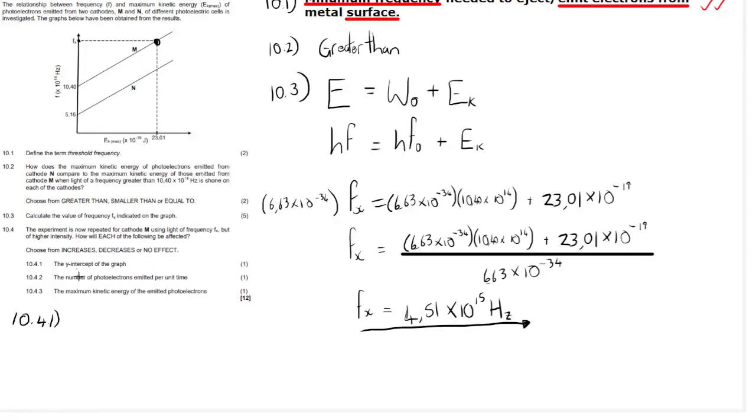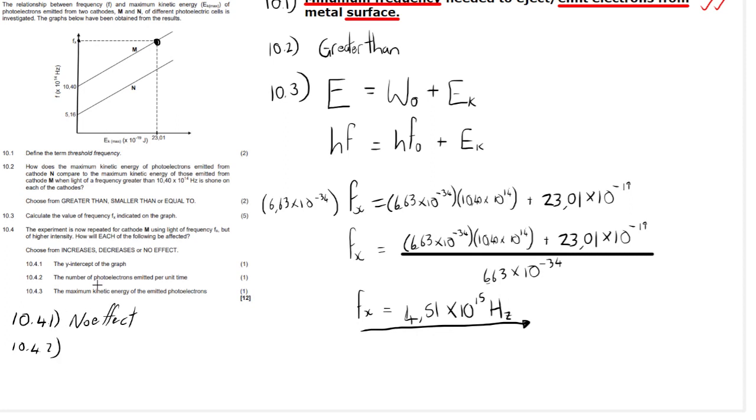What does it do to the x-intercept of this graph? This intercept is the frequency, and that still stays the same. The frequency has not changed, and so there is no effect on the first one. Let's continue.